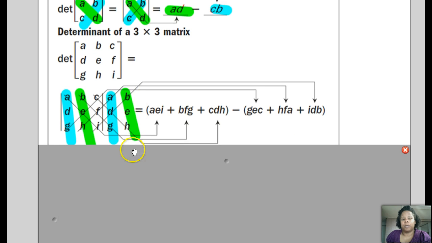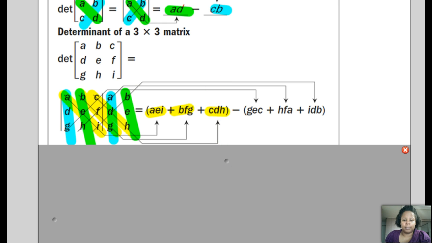Okay? And then what I'm going to do is find the difference, again, of products, but really it's the difference of the sums of certain products. So let's take a look. Starting at the top left, I'm going to multiply across A times E times I. Then start from the next entry, multiply diagonally, B times F times G. And then C times D times H. And I'm going to add those values up.